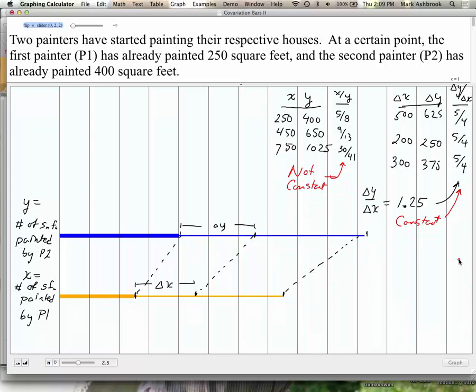Does the total amount painted by painter 1 change at a constant rate with respect to the total amount painted by painter 2? Other way around. Painter 2 with respect to painter 1. They say no. How about up here? You said yes. Yes. This table. Think yes. Okay, so a little bit of dissent in the classroom.